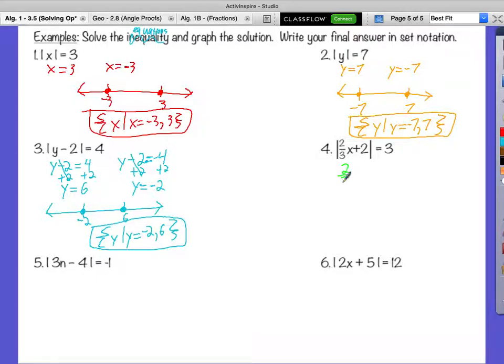2/3 times x plus 2, absolute value, equals 3. The second one is 2/3 times x plus 2, absolute value, equals -3. You don't have to put the absolute value thing. Okay, so we have one equation equals +3, one equals -3. That's our first step. Then we solve each of these two equations, right?